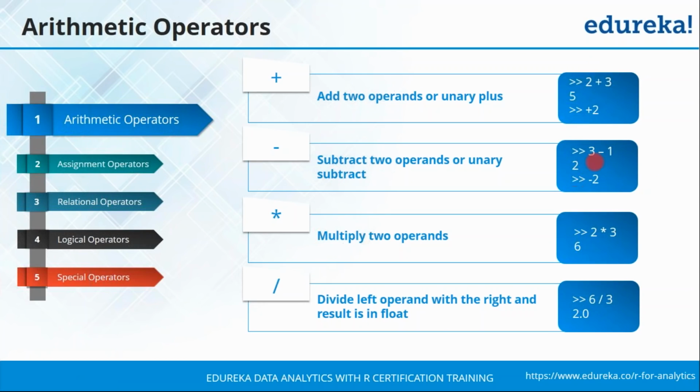Again same with subtraction, 3 minus 1 is giving me a result of 2, and minus is actually used to denote that it's a negative 2 number. Multiplication and division are quite straightforward. Let me show you how they work out in RStudio.